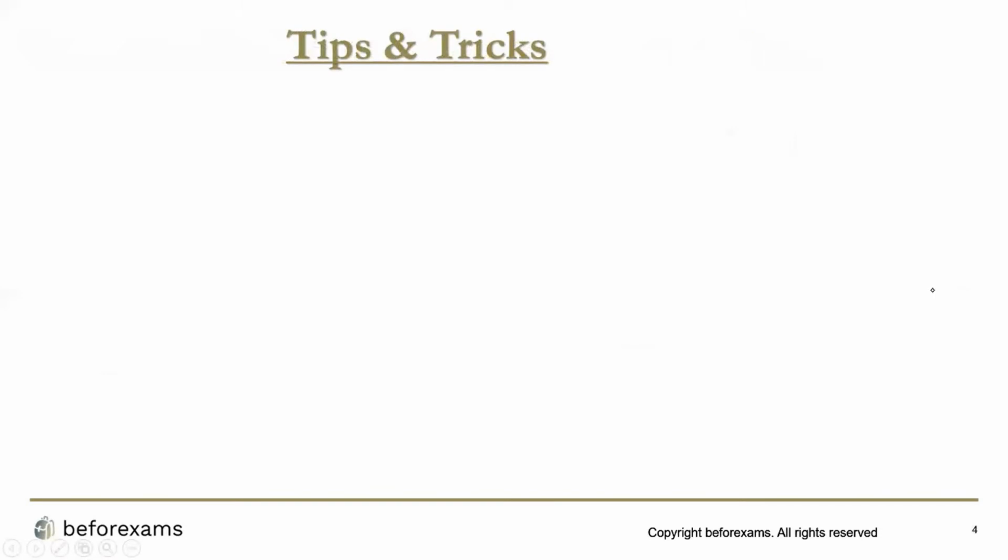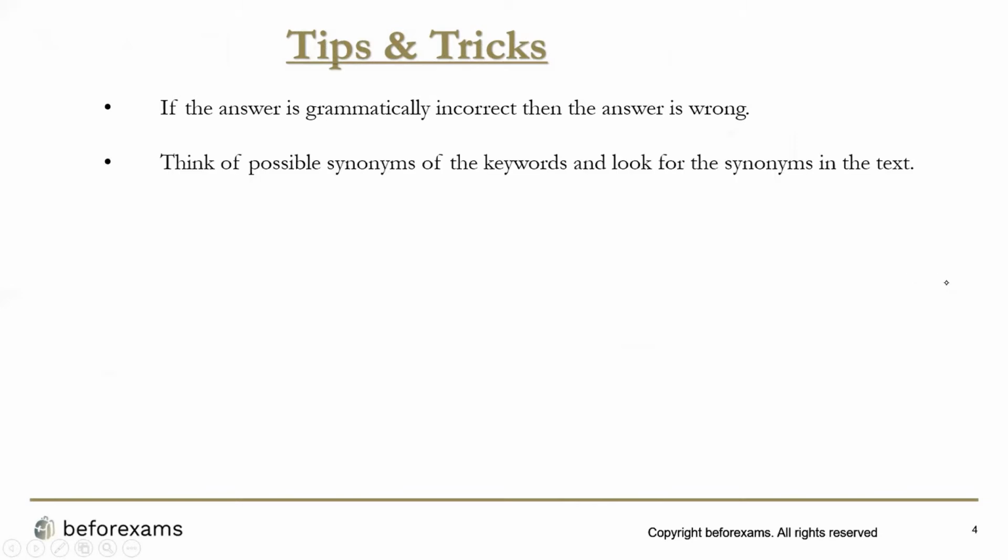Then let's talk about the tips and tricks that you need to keep in mind while attempting these questions. Now, if the answer is grammatically incorrect, the answer is incorrect, as I have been telling you. When you fit it in the gap and you realize that it is not grammatically correct, then you understand that it is the incorrect answer. Then always think of possible synonyms of the keywords and look for the synonyms in the text. Whenever you find a keyword in the summary or in the text, always think of the possible synonyms and then try to find those synonyms from the text.